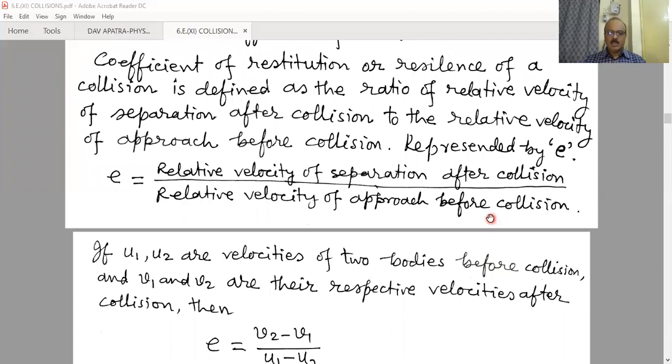Obviously, the collision will take place only when the two objects come near to each other. That means they are approaching each other. At that time, the velocity difference is known as the relative velocity of approach. And in normal cases, after the collision, the objects separate, and there will be some relative velocity of separation. Before the collision, approach takes place; after the collision, generally separation takes place if it is not a perfectly inelastic collision. So E equals the relative velocity of separation after the collision divided by the relative velocity of approach before the collision.